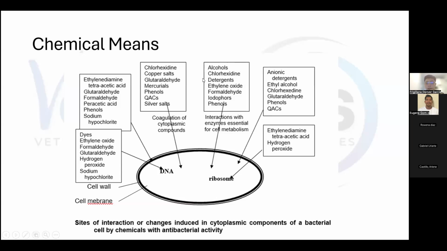Then next, we have aldehydes, glutaraldehyde, and formaldehyde. So they are very effective in controlling the population of bacteria, pati mga bacterial endospores, kaya nila patayin lahat yan. However, they are carcinogenic, especially formaldehyde. So formalin, this is formaldehyde in liquid form lang naman.